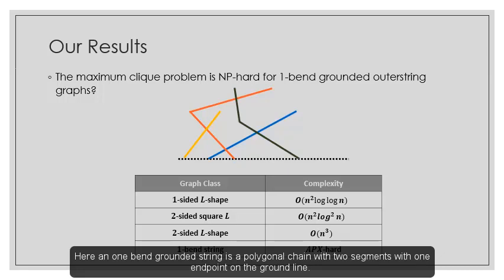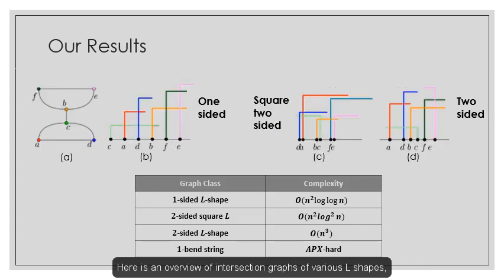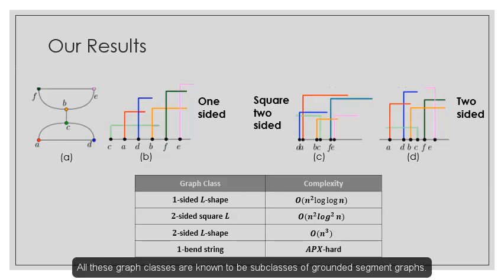Here a one-bend grounded string is a polygonal chain with two segments, with one endpoint on a ground line. Furthermore, we obtained positive results for some subclasses of these graphs. Here is an overview of intersection graphs of various L-shapes, for which we have polynomial time algorithms for maximum clique. All these graph classes are known to be subclasses of grounded segment graphs.